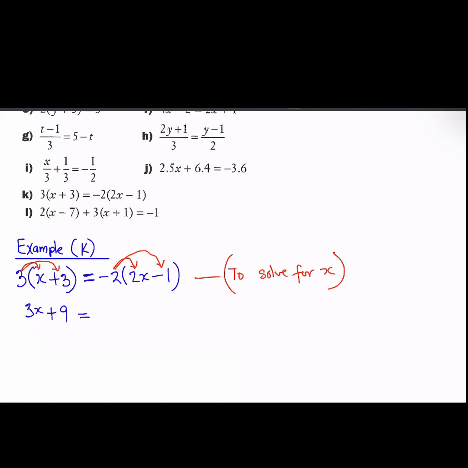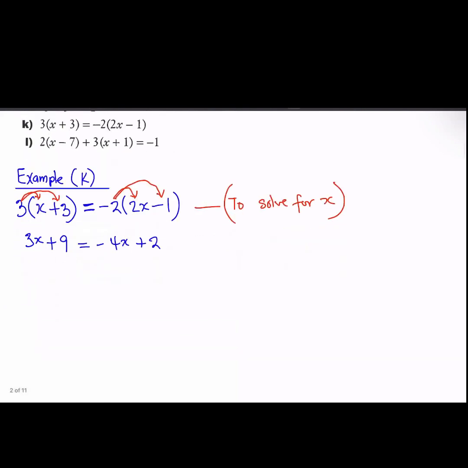And that's equal to negative 4x plus 2. Then the next step, we just combine like terms. Combine like terms, collect like terms, they both mean the same thing. By collecting like terms, you can literally just add 4x on both sides. By doing so, you have 7x plus 9 is equal to 2.